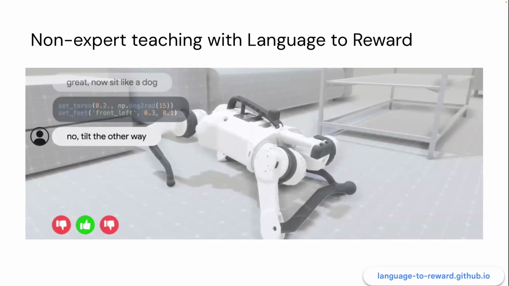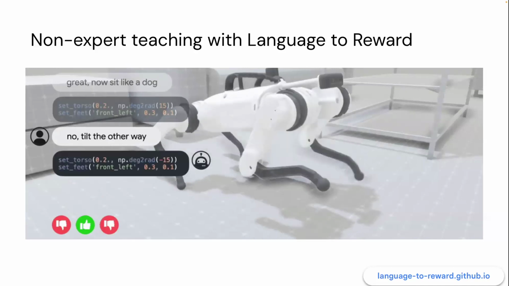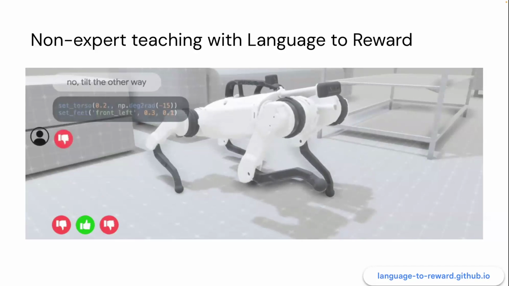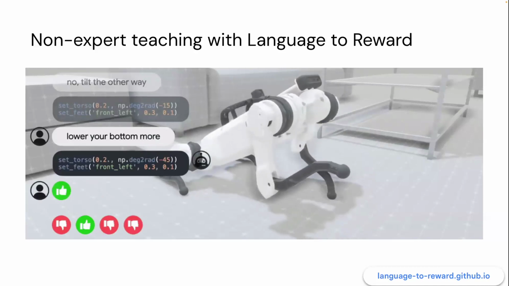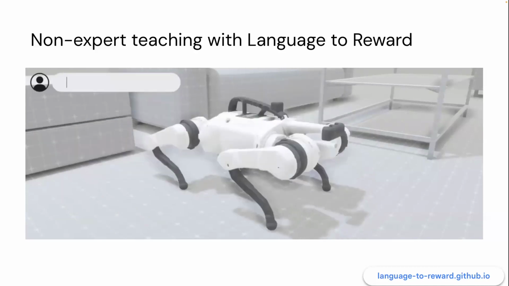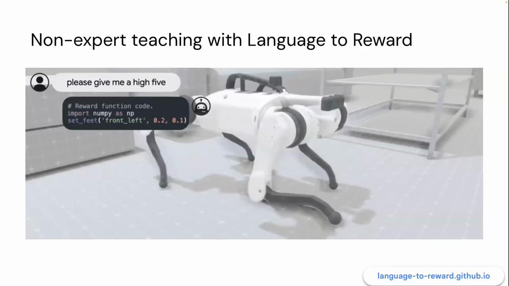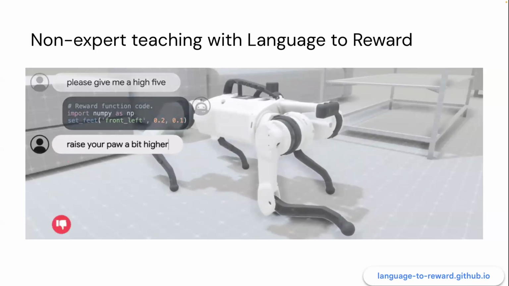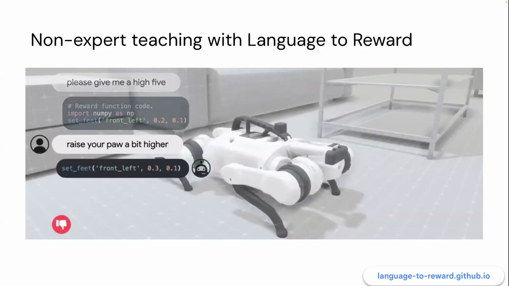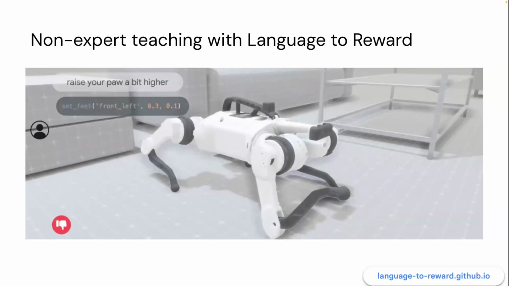Once it does the behavior, you can click yes, that's what I wanted, or no, that's not what I wanted. And you don't need to read the code. The code is there simply for demonstration. So that's basically the behavior you want right there. When we tried this, we got a bunch of people who were not team members, who did not know how to code, and asked them to interact with the robot and teach it new behaviors. And that's how we came up with this entire setup.